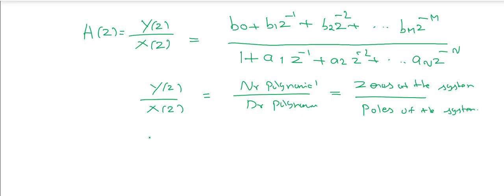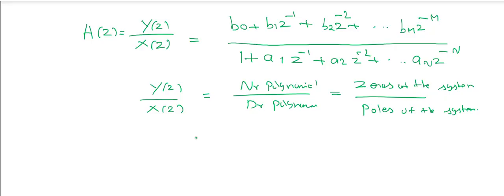So any difference equation can be converted into the z domain, which is the frequency domain. It is a rational function with a numerator polynomial and a denominator polynomial. The numerator polynomials are zeros and the denominator polynomials are called poles of the system.